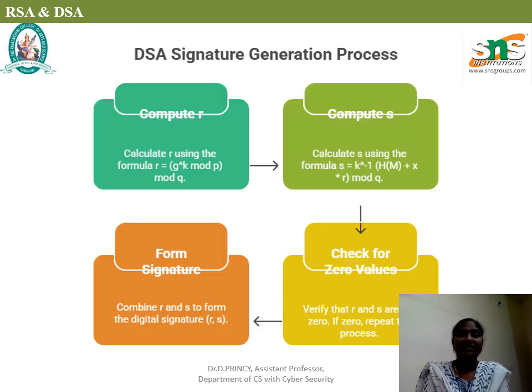After generating the keys, we have to generate the signature. For generating the signature in DSA, we have to compute R. R is equal to G power K mod P and then mod Q. Compute S. S is equal to K inverse times the hash value H of M plus X into R, mod Q. After computing R and S, we have to verify the values, that is, check for zero values. After that, we form the signature and add it with the message.